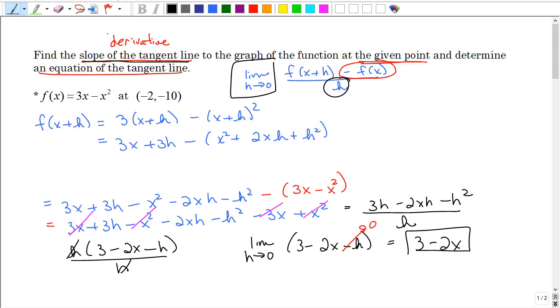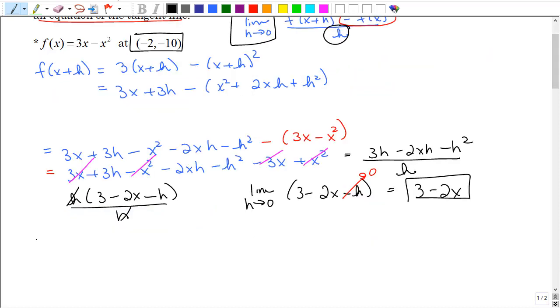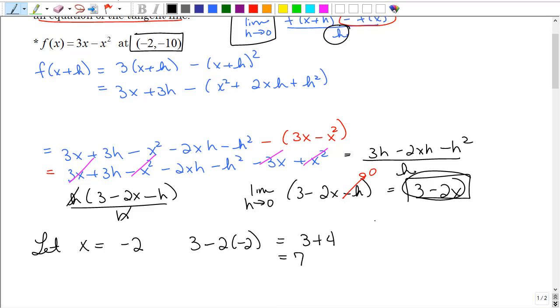So that's the slope of the tangent line. That's my derivative. Now how do I find that derivative at the given point? Well, my given point is -2, -10. So the next thing I need to do is let x equal -2. So again, I'm coming back up to here. 3 minus 2 times -2, which is 3 plus 4, which is 7. So the slope at the certain point is 7.